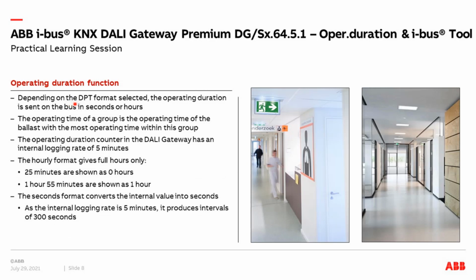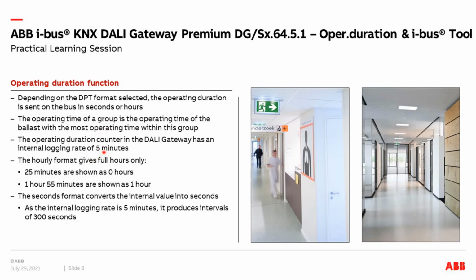Depending on the parameter settings, according to the data point type, you get the operating duration in hours or seconds. What do you want? And when you have a group with more than one ballast, the operating time of the group is defined by the ballast with the most operating time. So if you have maybe 10 ballasts, and one ballast has 500 operating hours and the others less than 500, then the operating time of this group is the most, which is our 500 hours.